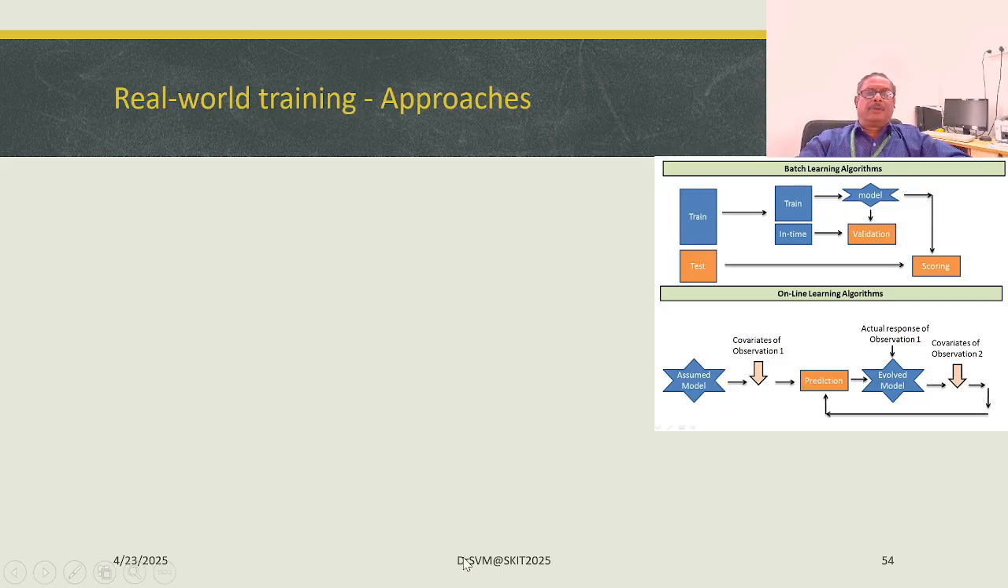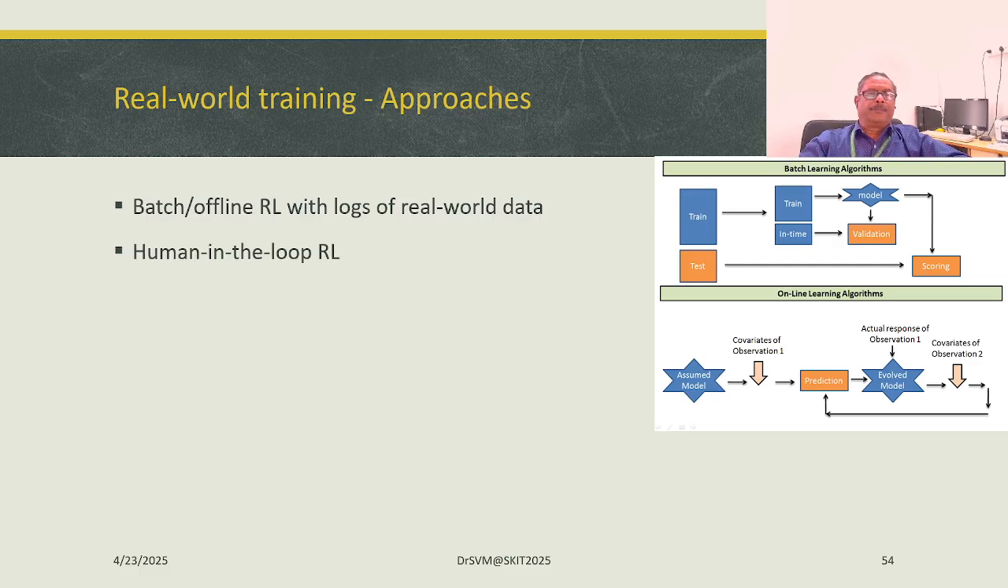When it comes to real world training, it can be batch processing or offline processing using lots of real world data. So take the real world data and then dump it onto the machine and ask it to learn. Second one is human in the loop reinforcement learning.